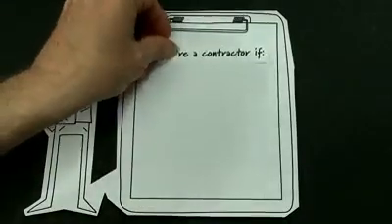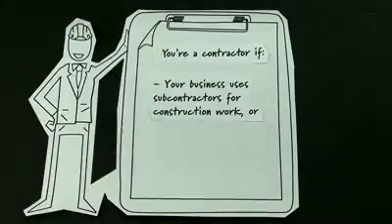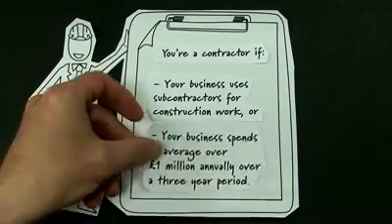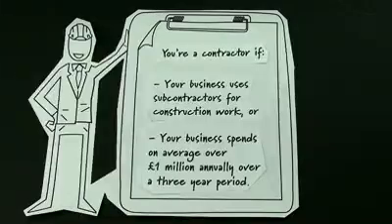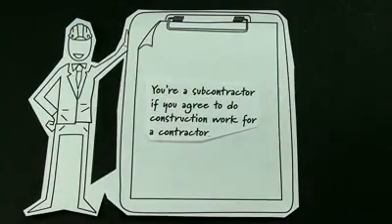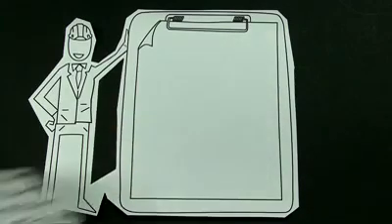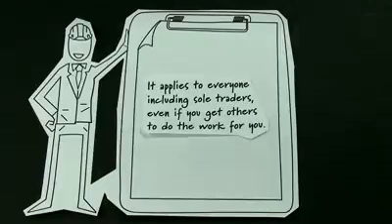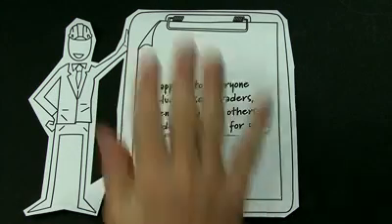You're a contractor if your business uses subcontractors for construction work or spends on average over £1 million annually on construction operations over a 3-year period. And you're a subcontractor if you agree to do construction work for a contractor. This is a broad definition as it doesn't matter how the work gets done. It could be done by you alone, or by people you employ, or by subcontractors you hire. It's all the same. CIS applies to everyone.